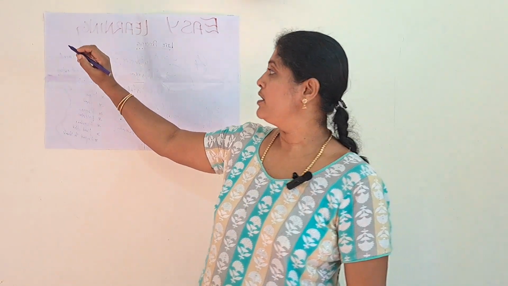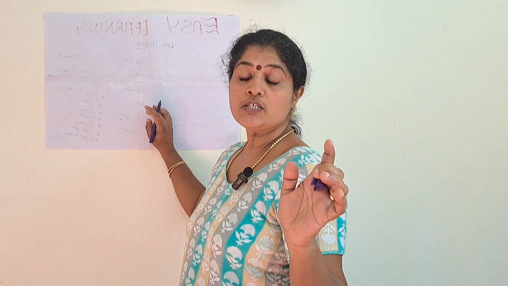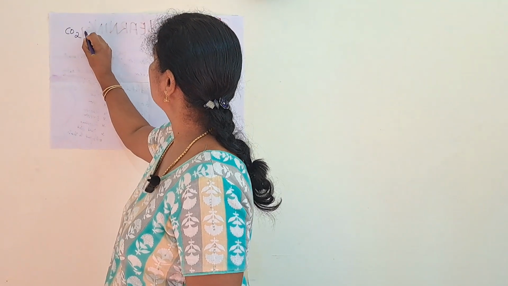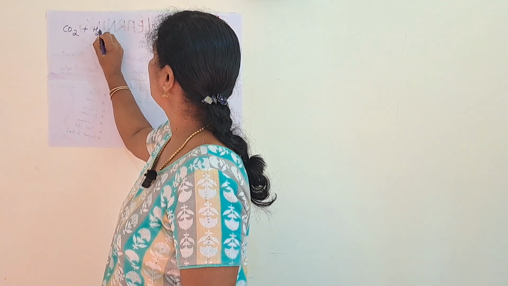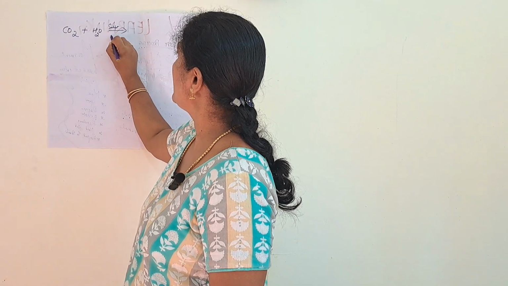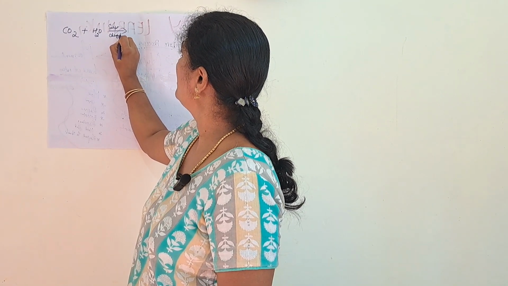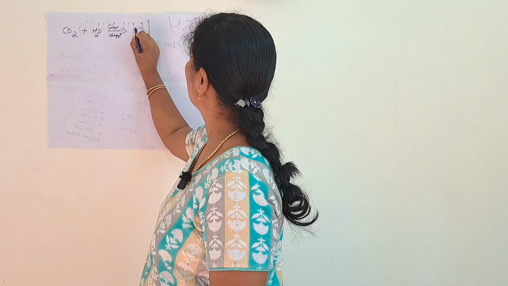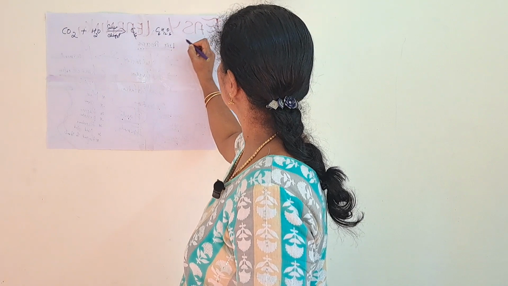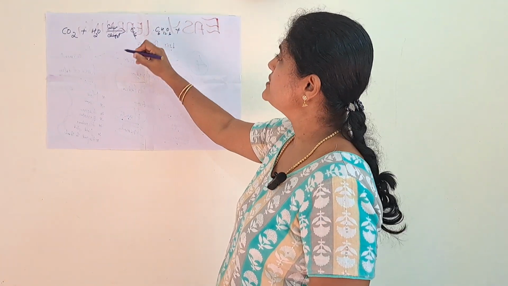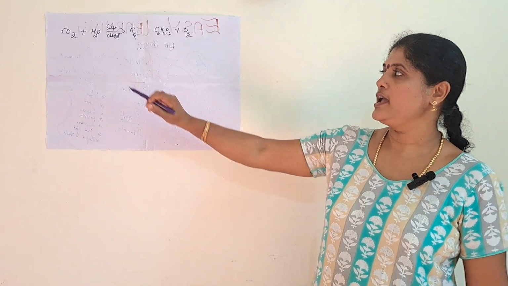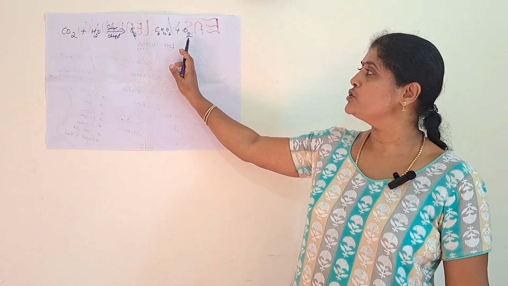Here I have told that photosynthesis is a process by which carbon dioxide reacts with water in the presence of sunlight energy and chlorophyll to get what? Glucose, C6H12O6, plus what is released in that particular process? Oxygen is released. Okay, so this is the chemical equation for the process of photosynthesis.